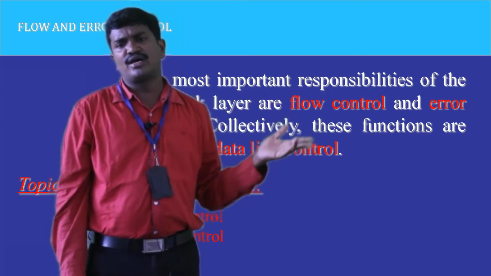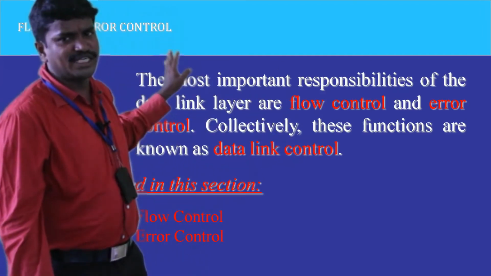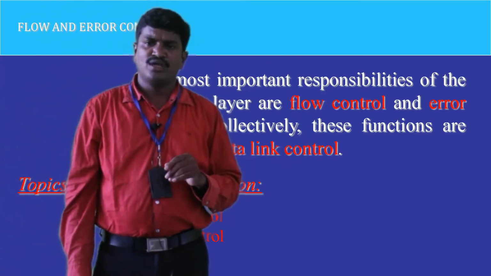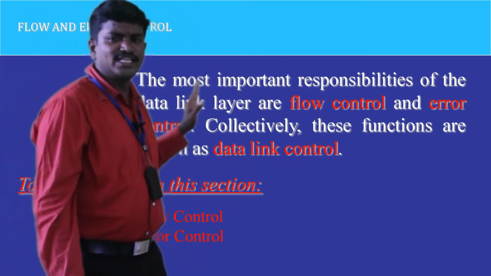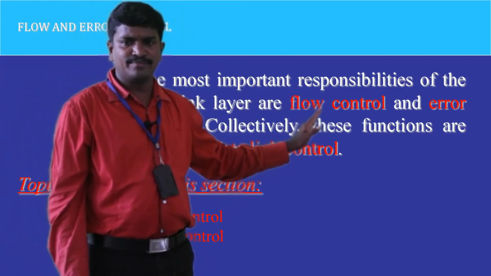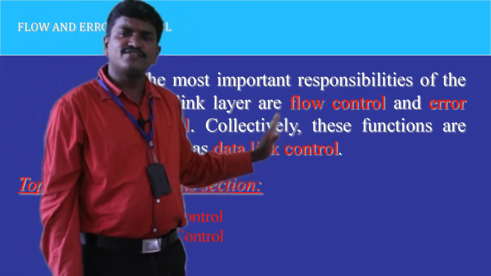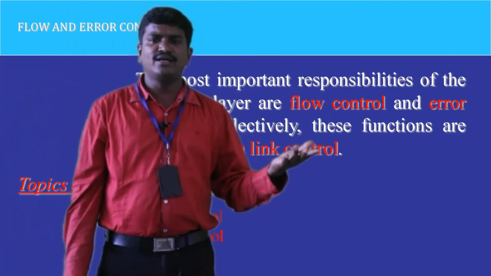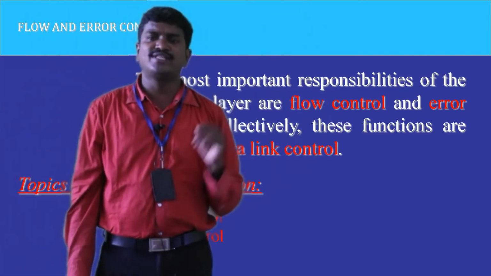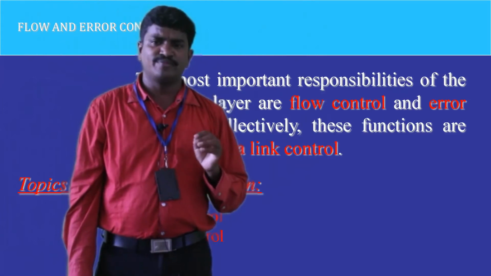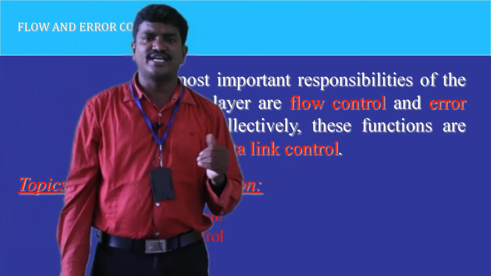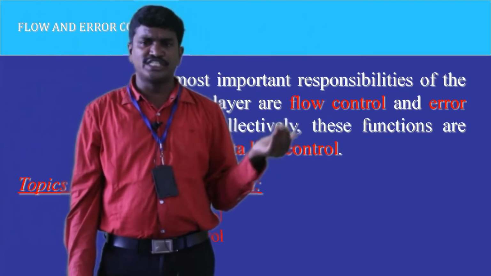And there is one more responsibility or design issue of this layer called error control. Error control means if data is moving from one system to another system and, in the middle, something goes wrong, like data is lost. We send the data, but it is not received at the receiver side. Then how will we come across that error? How to rectify that error? We have sent but not received.